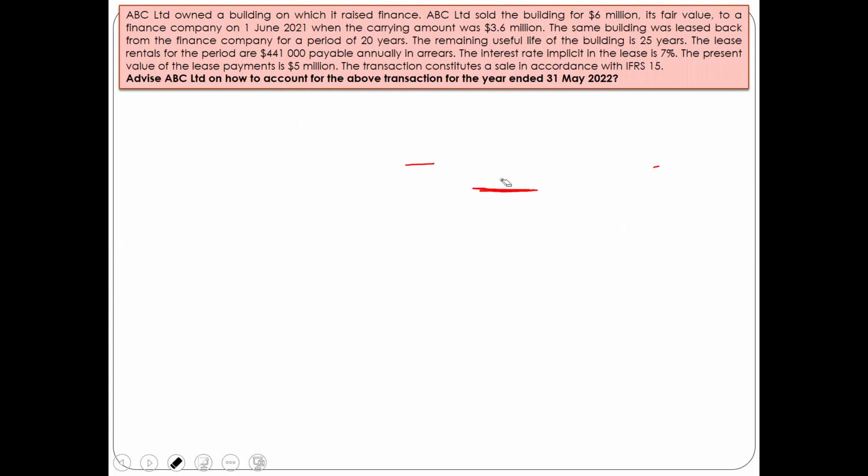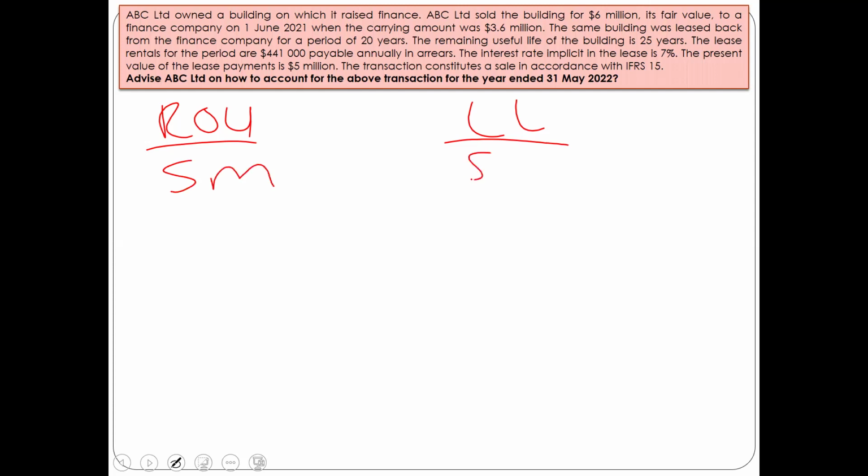All right, so this effectively is a lease, right? So since it is a lease, there is a right of use asset and there is a lease liability. Now we are told that the present value of the lease payments is 5 million, which means the 441,000 we are paying every year for the next 20 years, if we were to calculate its present value, we would actually get 5 million, which means we've got a right of use asset of 5 million. We have a lease liability of 5 million.